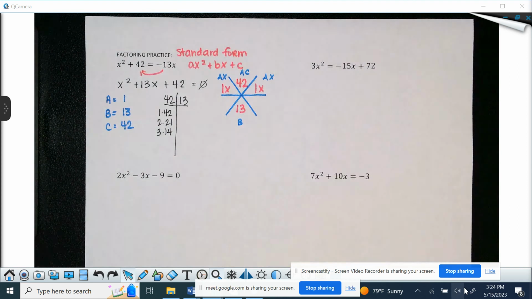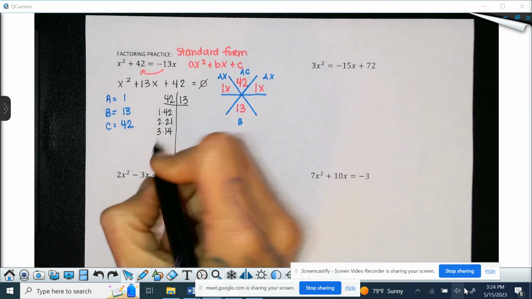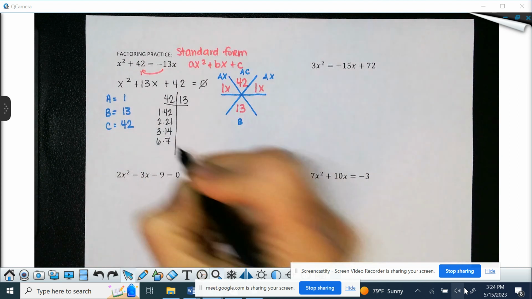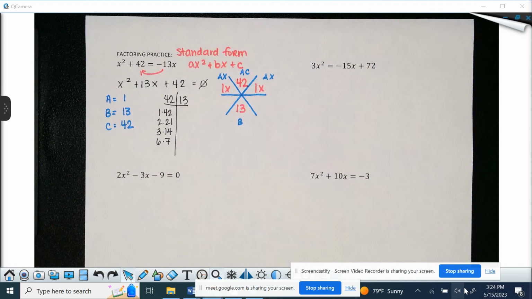42 divided by 4. Oh, that is not it. It's not a good one. 5 is no good. And then 6 times 7, like we talked about in our earlier problem. Which one of those pairs will add together to give me 13? Or subtract. Add or subtract to give me 13. Yes, 6 and 7. Good.